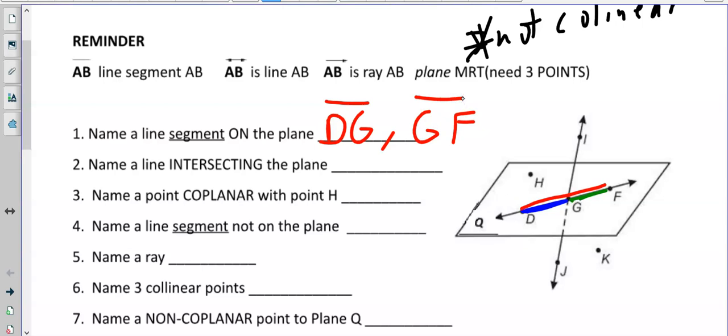I know it's a line because it goes on forever, but we're basically just taking scissors and snipping out a piece of it. So as long as we put the proper symbol, we can cut a segment out of the line.